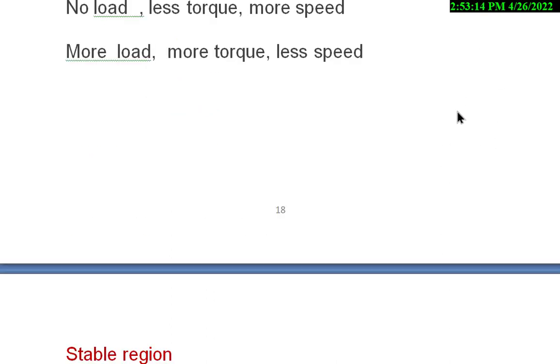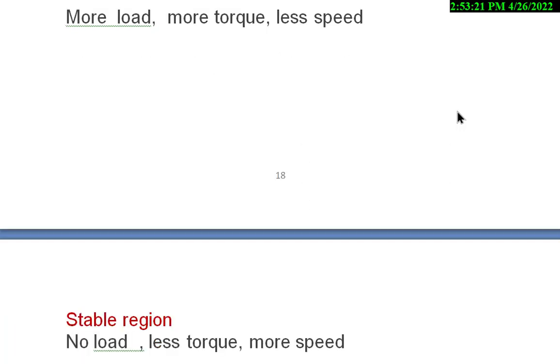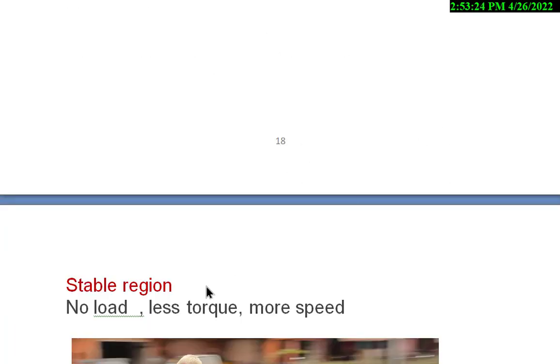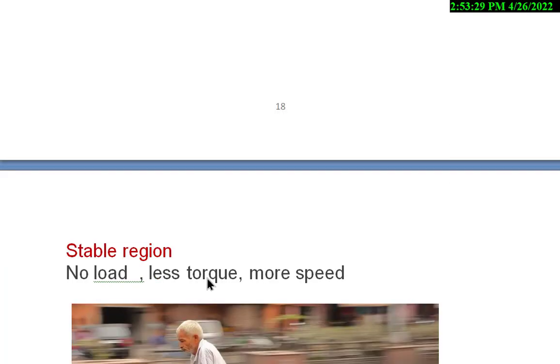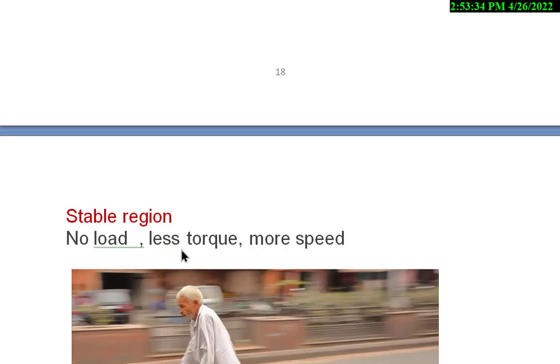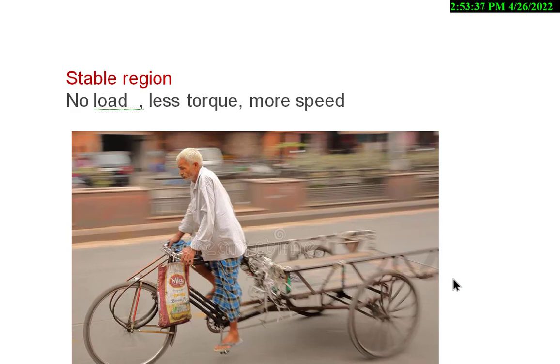In the three-phase induction motor torque slip characteristics, there are two basic regions of operation. One is called the stable region of operation, the other is called the non-stable or unstable operation region. For example, stable region operation is like this. Suppose there is a rickshaw without load. In that case, that is no load. Under this condition, to move it, it doesn't require much torque, so it moves at a high speed.